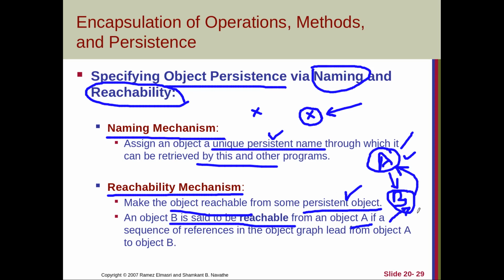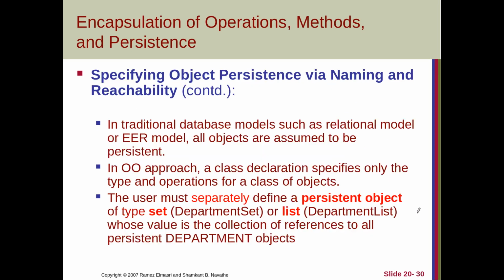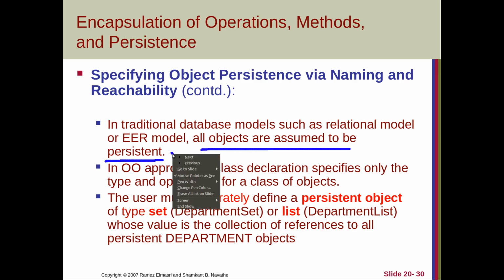So we will see one more case where we are using this reachability mechanism. Now in traditional databases like the relational data model, we are giving an assumption that all the objects that are present in the relational model are considered as persistent. All the objects are considered as persistent in the case of the relational data model or the entity relationship or enhanced entity relationship EER model.